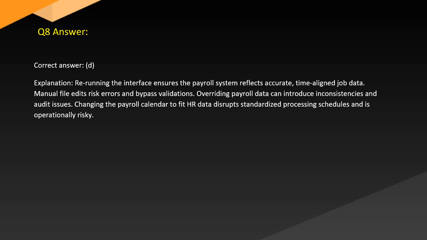Answer. Correct answer. D. Explanation. Rerunning the interface ensures the payroll system reflects accurate, time-aligned job data. Manual file edits risk errors and bypass validations. Overriding payroll data can introduce inconsistencies and audit issues. Changing the payroll calendar to fit HR data disrupts standardized processing schedules and is operationally risky.